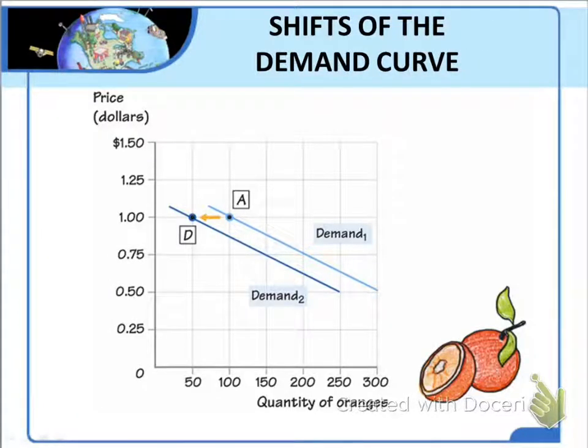People are now willing to buy only 50 oranges, as shown by point D, instead of the 100 they were buying at point A. So notice now, because of their decreased demand, they're buying 50 at a price of $1 when before they were buying 100 at a price of $1. So that has all changed.